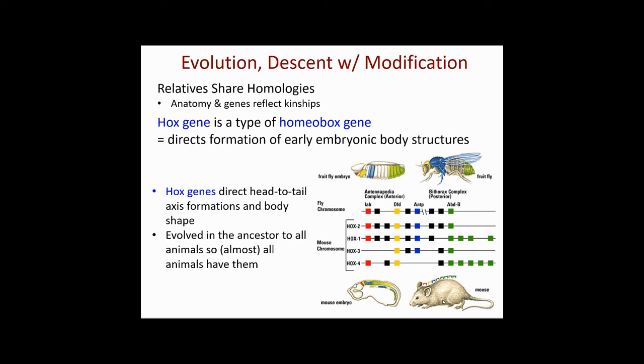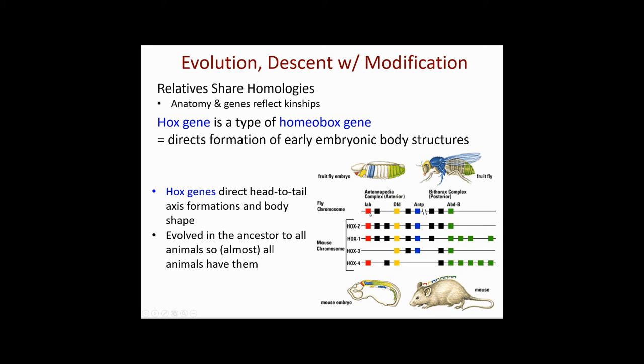Cnidarians, as you learned about in lab, they're really unique, but still somewhat primitive or prehistoric creatures, less complex. They do not have Hox genes, which is kind of unique among animals. Hox genes are essentially considered the quote unquote animal gene, because almost all of us, with the exception of cnidarians, have it to direct our head to tail axis.